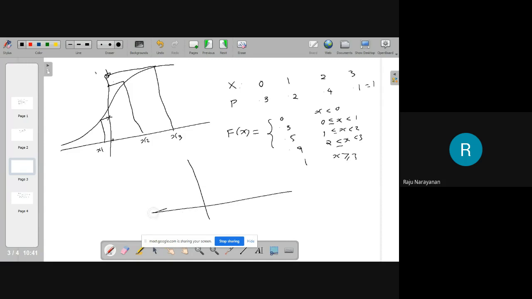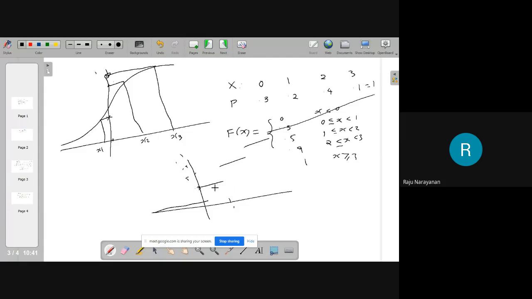Now what will be the distribution function? The graph will be like this. Up to 0, it is 0. For 0 to 1, it is 0.3. From 1 to 2, it is 0.5. From 2 to 3, it is 0.9. From 3 onwards, it is 1. It is a step function, called a staircase function.